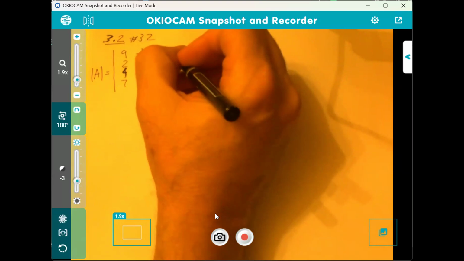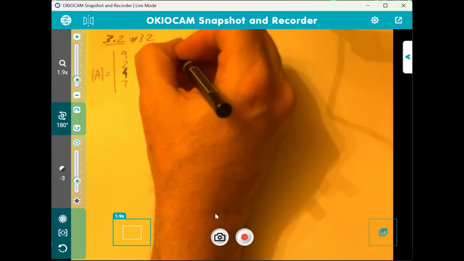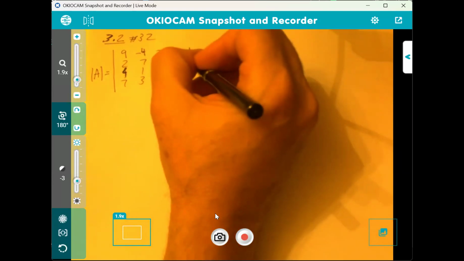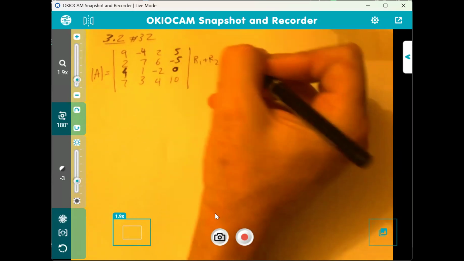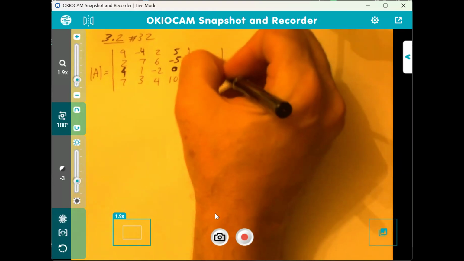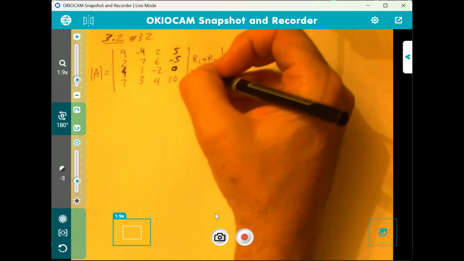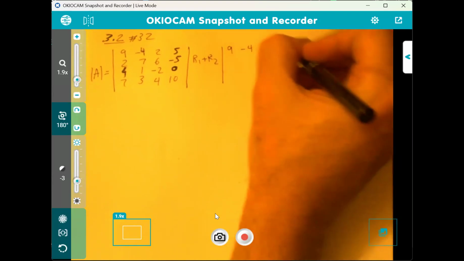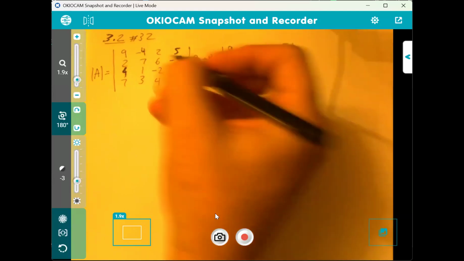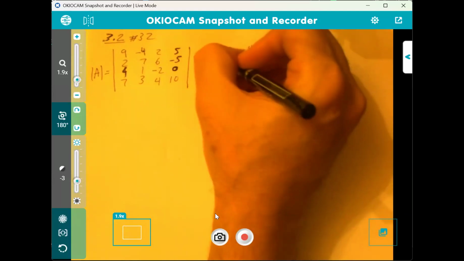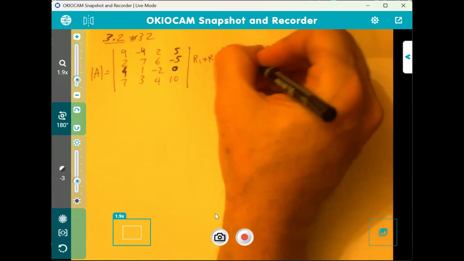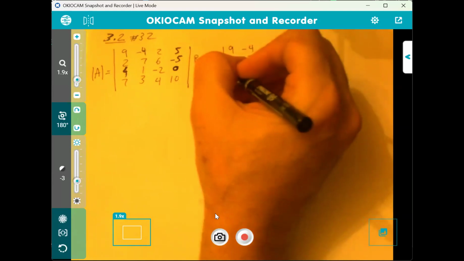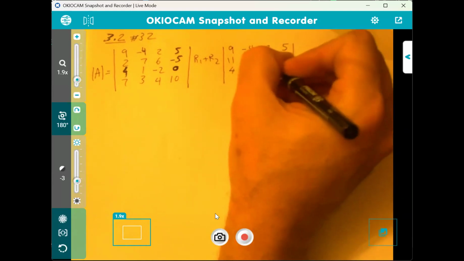The reason is, look at that, 5 and -5 add to 0, don't they? So I'm just going to add row 1 and row 2, and replace row 2 by it. So I have 9, -4, 2, 5, that's the first row. I'm going to add the 2 rows. 9 and 2 makes 11, then adds to 3, 8, 5 minus 5, 0. The existing third row is 4, 1, -2, 0.